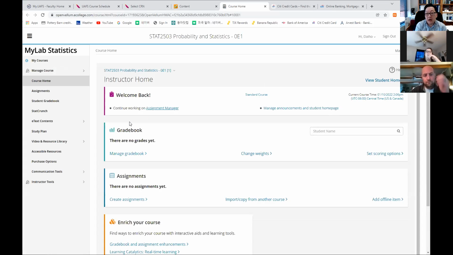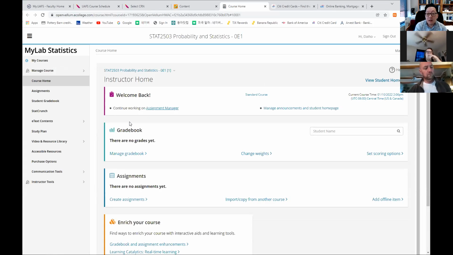You will be asked for the registration input. So you have to register for MyLabs statistics here. You might create a new ID and new password, but why don't you set up the same school ID and password? It is easy to memorize. Then it might ask you to input the code.